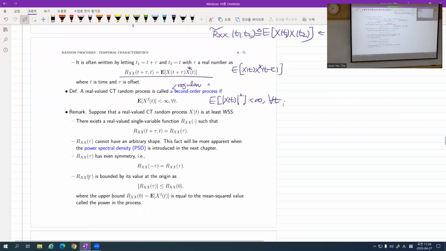Now let's see some statements and remarks. Suppose x of t is at least wide-sense stationary. What does that mean? It could be strict sense stationary, or it could be stationary to order million. But anyway, what we assume here is very simple. The expected value of the random process is constant, some c. Let me use x bar, because we have been using that one, for all t. And the autocorrelation function is a function only of the time difference, right?